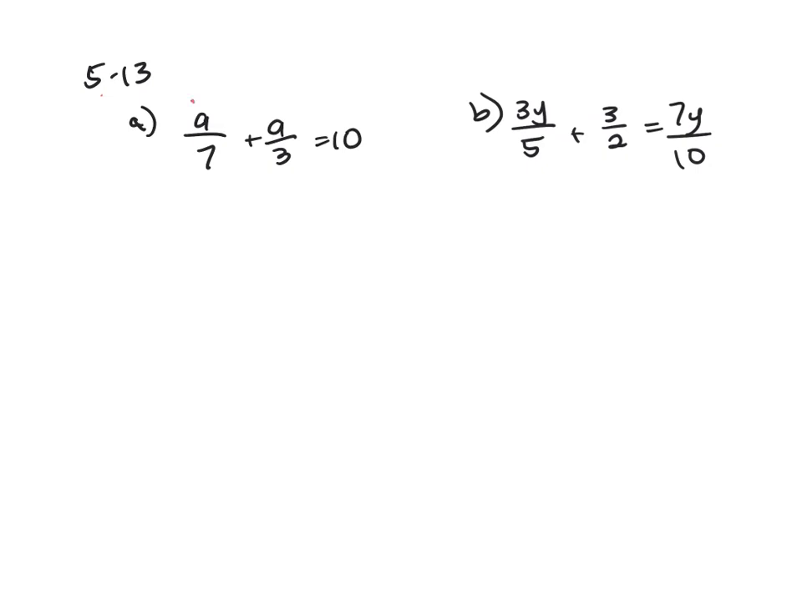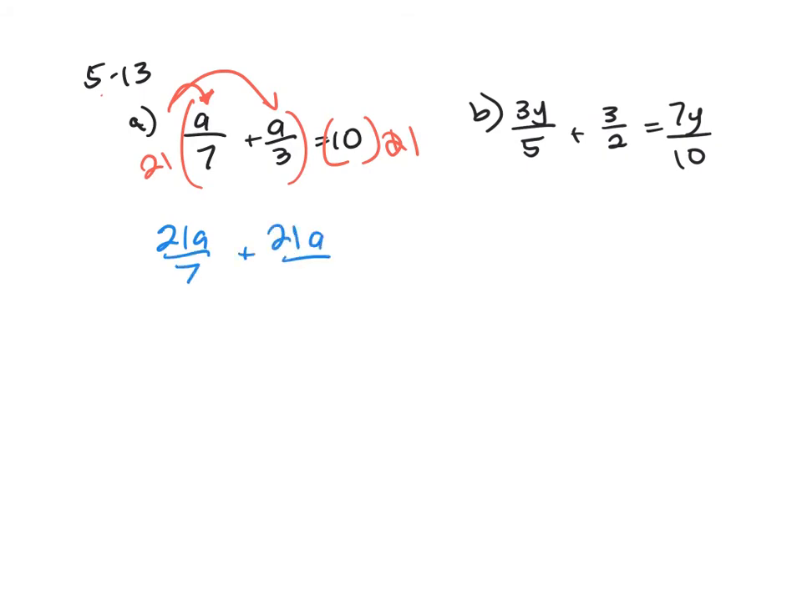If you said 21, you are correct. Because 7 times 3, the least common multiple is 21, so I multiply 21 on both sides. And I should get something like 21a over 7 plus 21a over 3 equals 210.